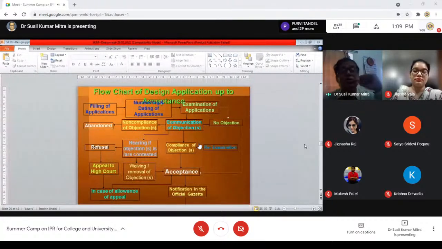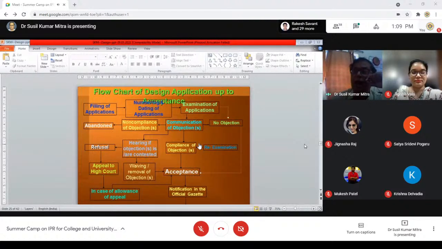Now I am coming to the flowchart. The process is very simple. Within 6 months, you can get the registration. After filing, a 6-digit number is allotted, and thereafter an examination report will be issued. But there is no publication like in a patent. In a patent, there is an 18-month publication, but a design will not be published before registration. This is the only difference.